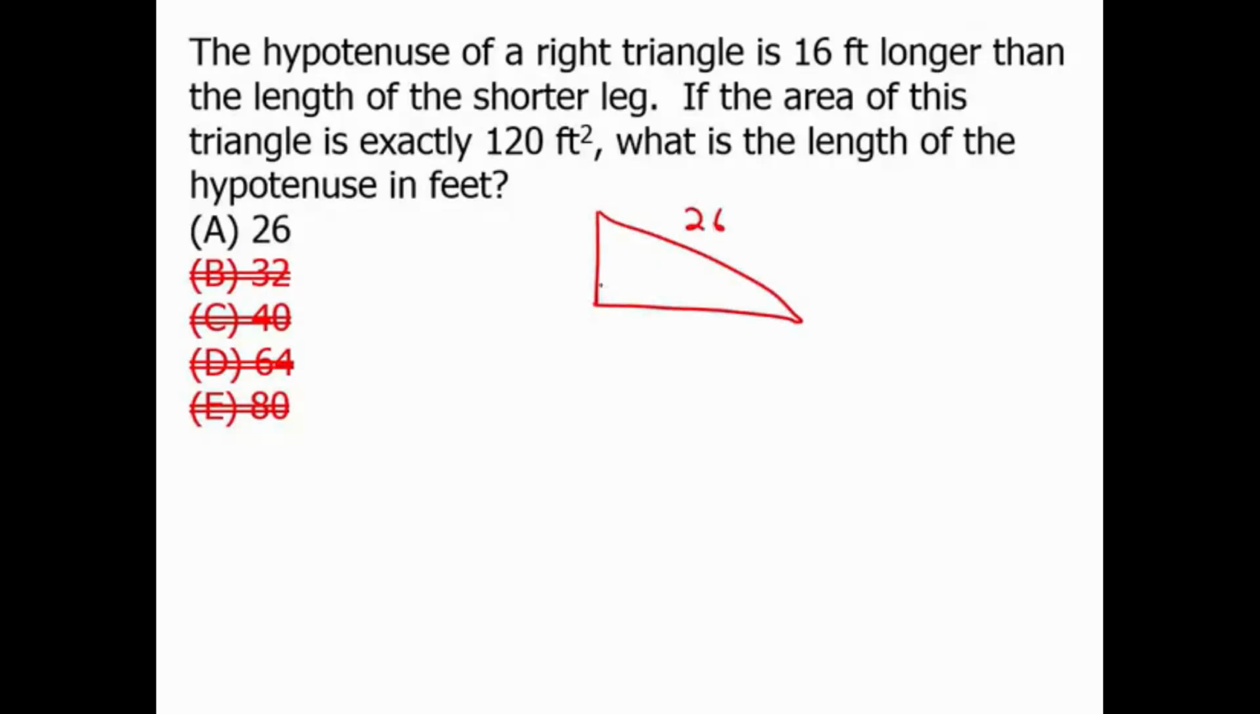Well, if this is 26, this is 10. And notice that both of these are multiplied by 2. So 10 equals 2 times 5. 26 is 2 times 13. Well, this is a 5, 12, 13 triangle. That is one of the Pythagorean triplets. That's good to know. 5, 12, 13. So the missing side has to be 2 times 12, or 24.